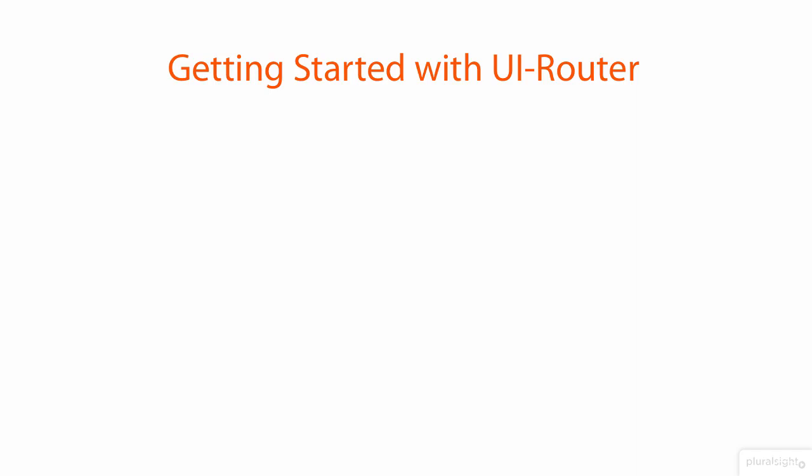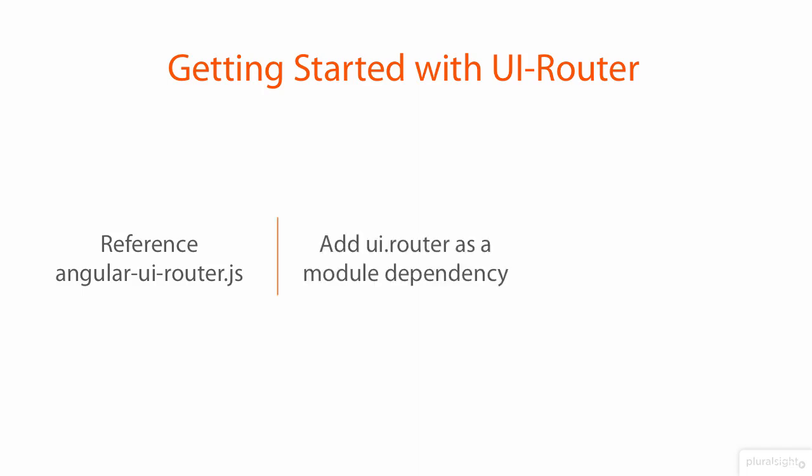Once you have the code downloaded, you've got to get it wired up so you can start using the API. The first thing you need to do is reference the UI Router JavaScript file. Next, you'll need to add a module dependency on UI Router. Finally, you'll need to add a ui-view directive to your page. This is the rough equivalent of using the ngView directive when working with ngRoute. It gives the router a place to insert views into your page. Let's take a closer look at each of those steps.